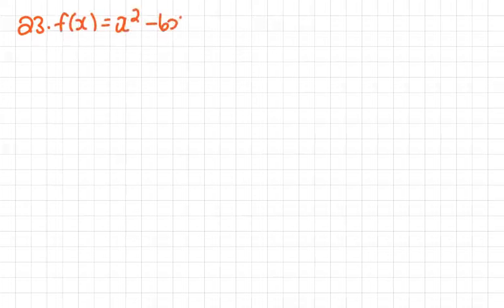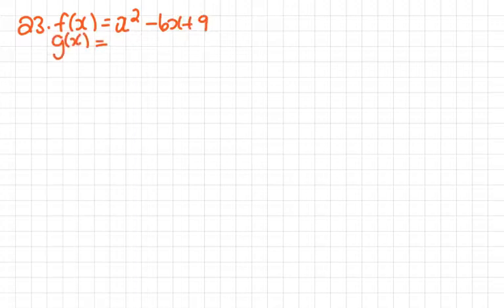All right, number 23. Will the parabola defined by f of x equals x squared minus 6x plus 9 intersect the line g of x equals negative 3x minus 15? Justify your answer. And then B says change the slope of the line so that it will intersect the parabola in 2 locations. So I have f of x equals x squared minus 6x plus 9, and g of x equals negative 3x minus 5.